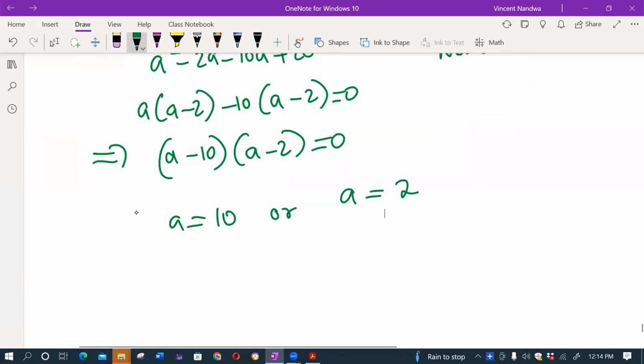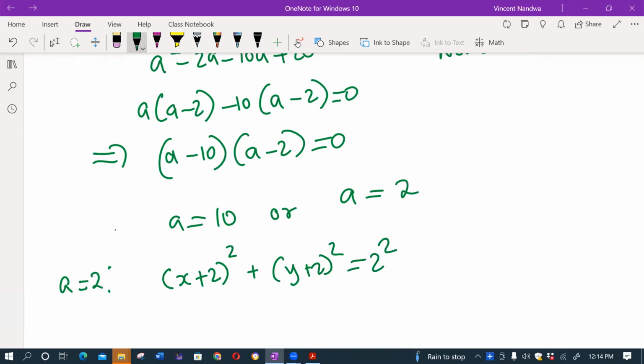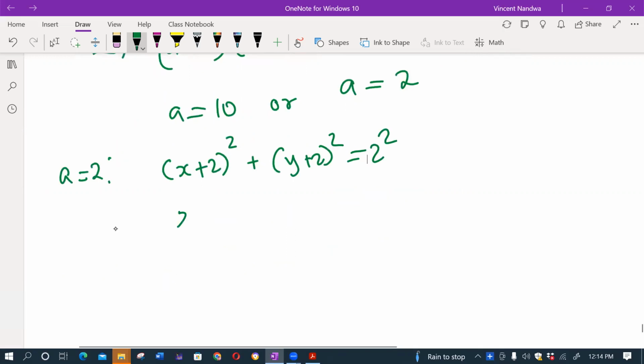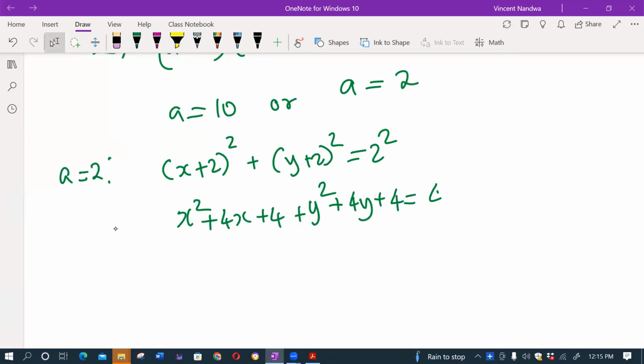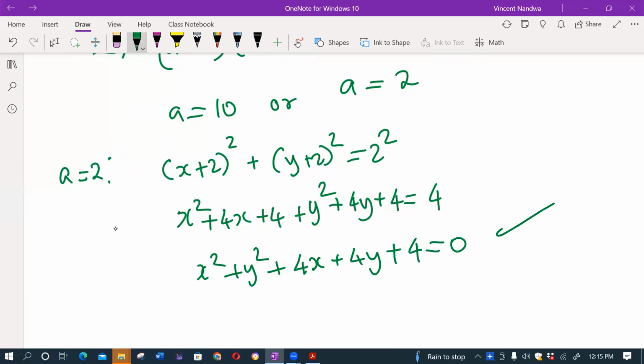So when A is 2, we'll have (x + 2) squared plus (y + 2) squared equals 2 squared, which will be x squared plus 4x plus 4 plus y squared plus 4y plus 4 equals 4. So x squared plus y squared plus 4x plus 4y plus 4 equals 0 is one such circle.